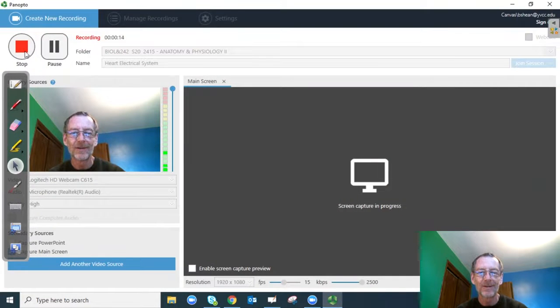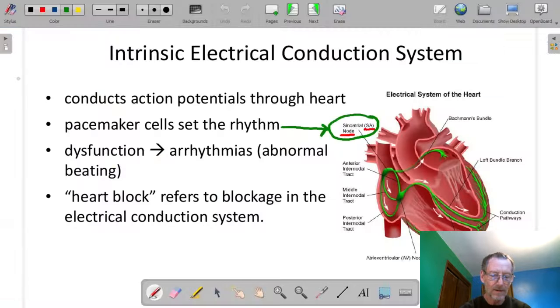Hi, let's go over the heart and talk about the intrinsic electrical conduction system, that system that makes the heart beat. So, this is starting on slide 10, and let me get rid of this drawing that was already on there. This is the system that conducts electrical action potentials around through the heart.